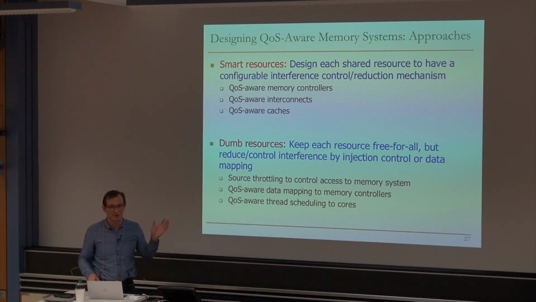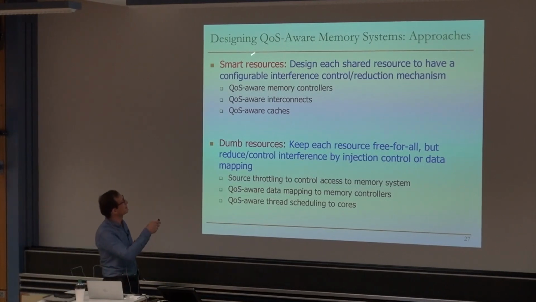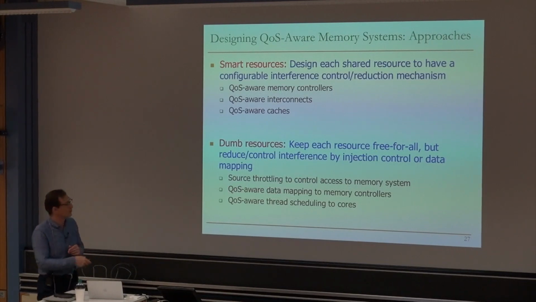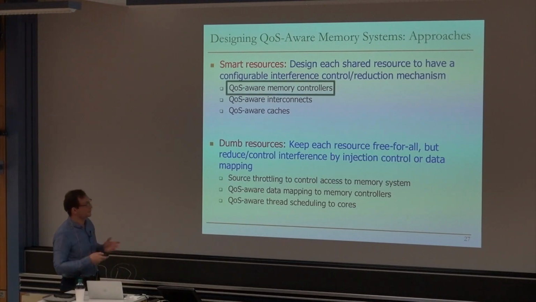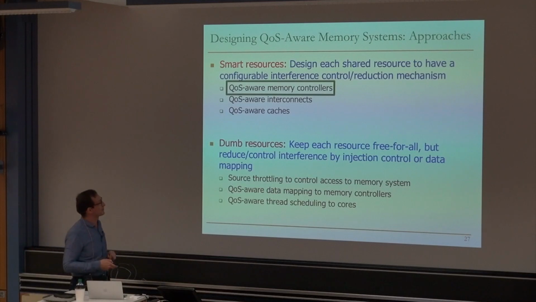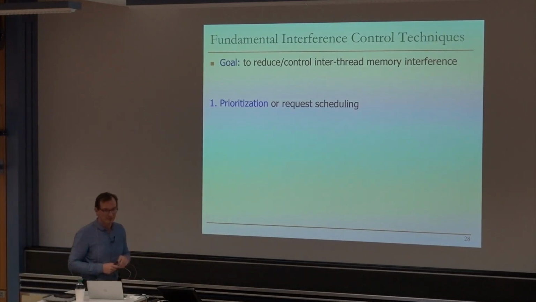Make sense? And we're going to look at these 3 approaches also. But keep in mind that you can actually combine both of those. You can still keep the resource, you can make the resources smart, and you can also do all of these. So we're going to talk a lot about quality of service of our memory controllers in this lecture, especially. We'll see how much we can finish, but we're going to touch upon a lot of these issues. But before I go into that, I'll also give you fundamental interference control techniques.